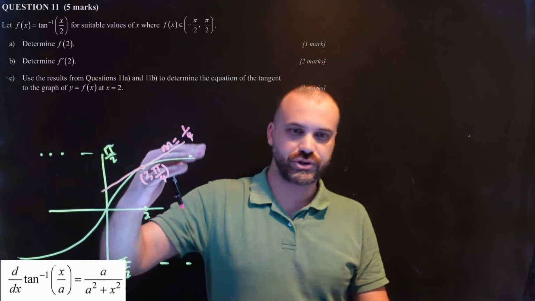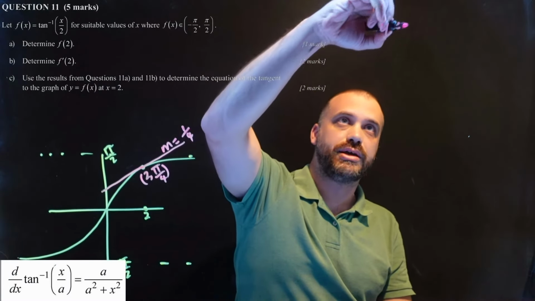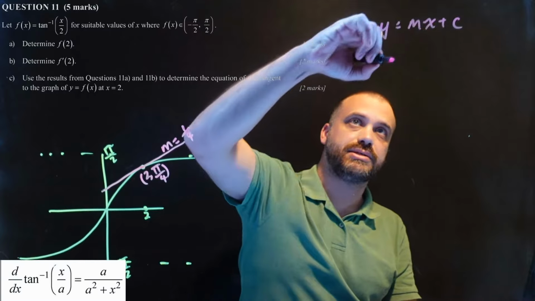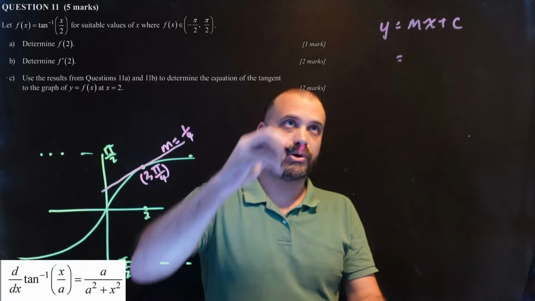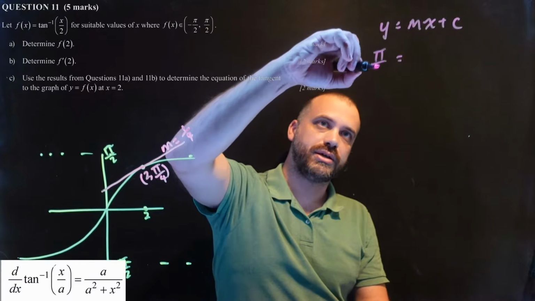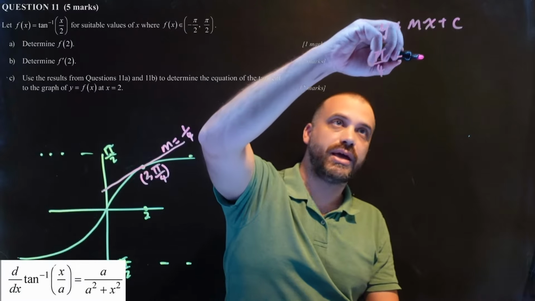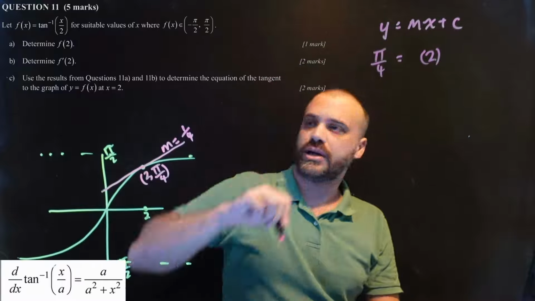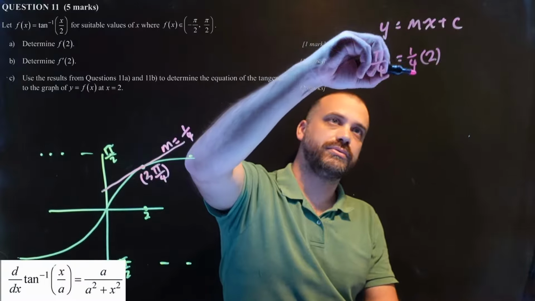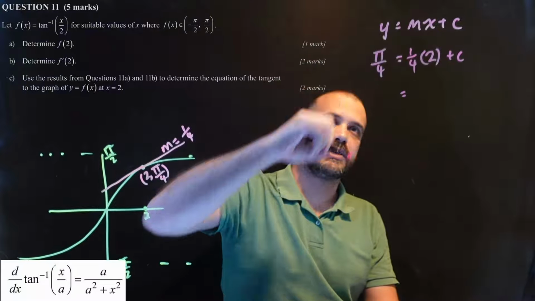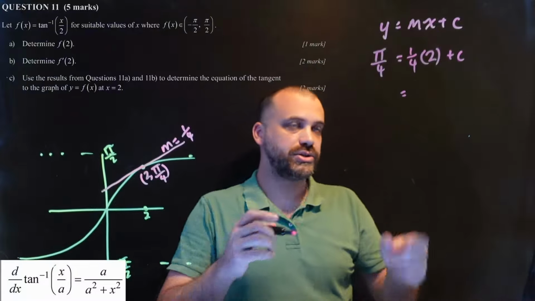So it's an equation of a straight line, so it's y equals mx plus c. And I know a point on the line is (2, pi on 4). So y is equal to pi on 4, and x is equal to 2. And I know that m, the gradient, is 1/4. And then we have this plus c on the end. All right, now I can solve for c.